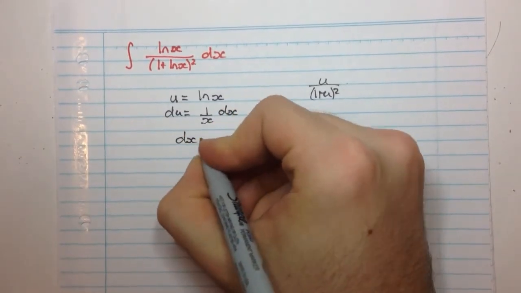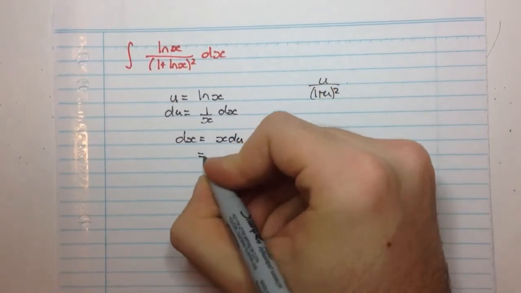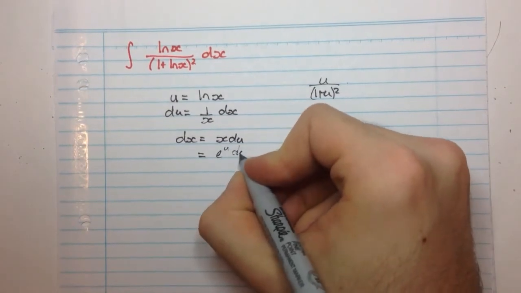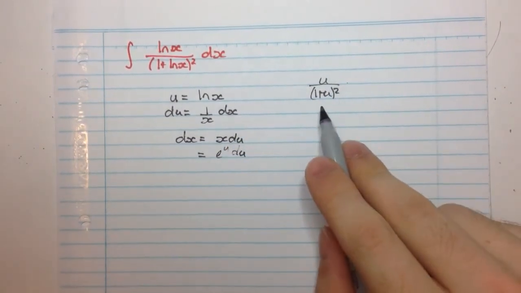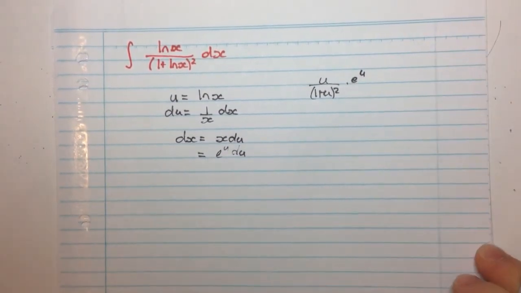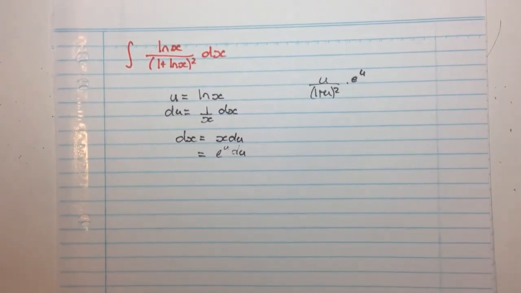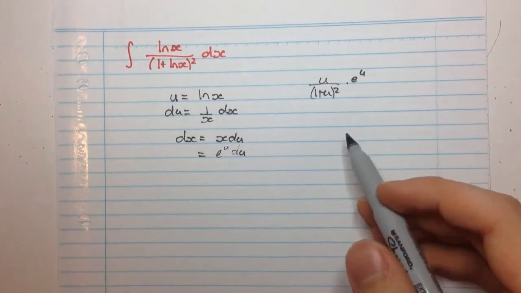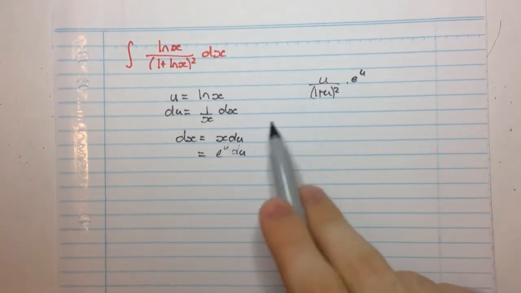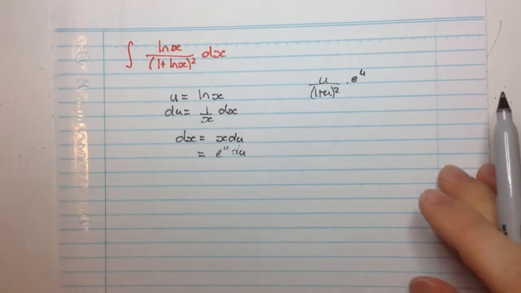So we need to make dx the subject. We get dx equals x du, and that's e to the power u. So instead of u over (1 plus u) squared, we get u times e to the u over (1 plus u) squared. To integrate this, we're probably going to have to use integration by parts, or maybe some other technique. But that's going to be quite complicated, so I thought there must be some other way that's better than this method. Even if we can use this method at all, we're not too sure.